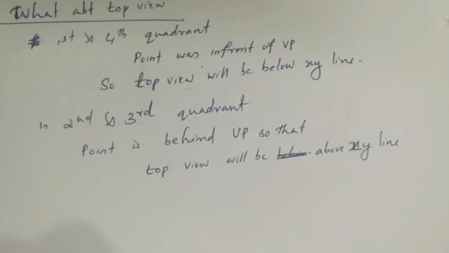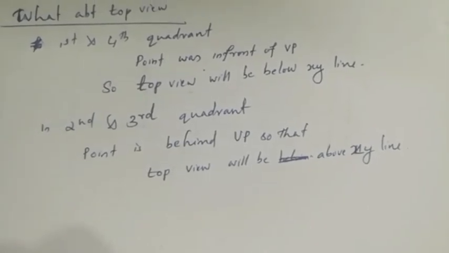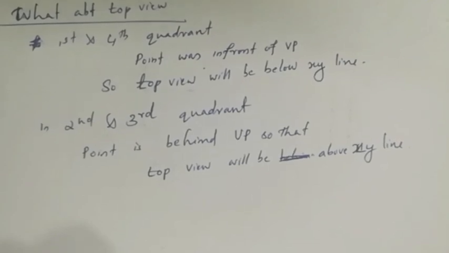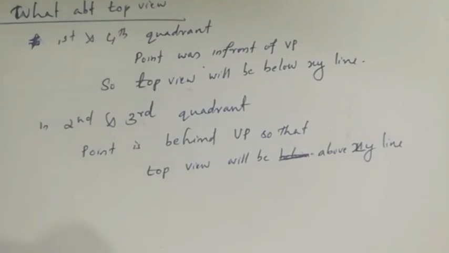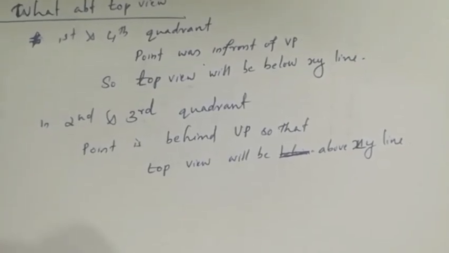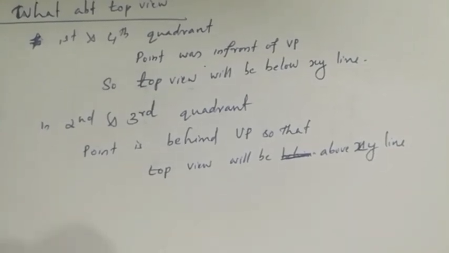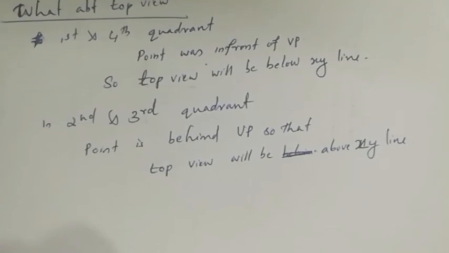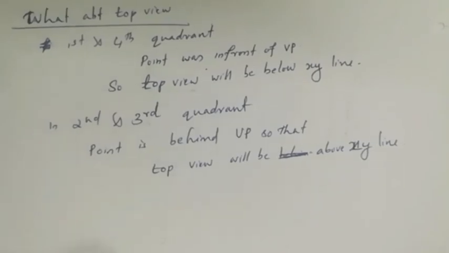And in the first and fourth quadrant, since the front portion of the HP goes below the XY line, its top view will be below the XY line. So in the first and fourth quadrant, the top view will be obtained below the XY line. In the second and third quadrant, the top view will be obtained above the XY line.